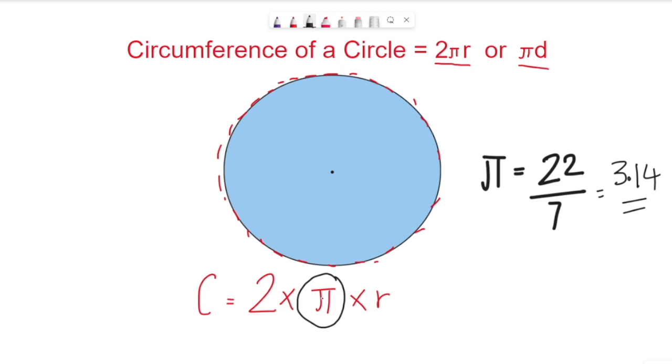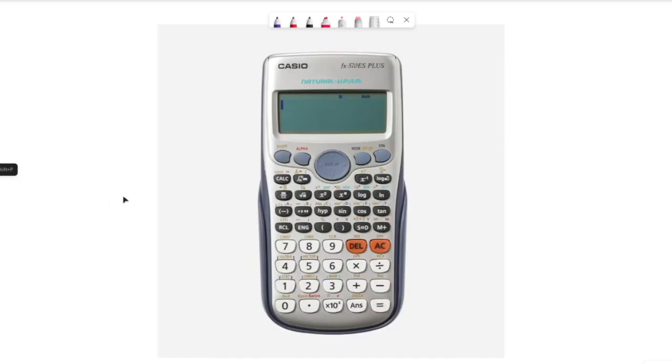How you will find it in your calculator, let me tell you. As you can see, this is our scientific calculator. To get pi in it, you will press the shift key first, and after pressing the shift key you will press this key which says times 10 to the power x. You can see here a small pi. So shift, and after shift you'll press this key and then you will get pi here.